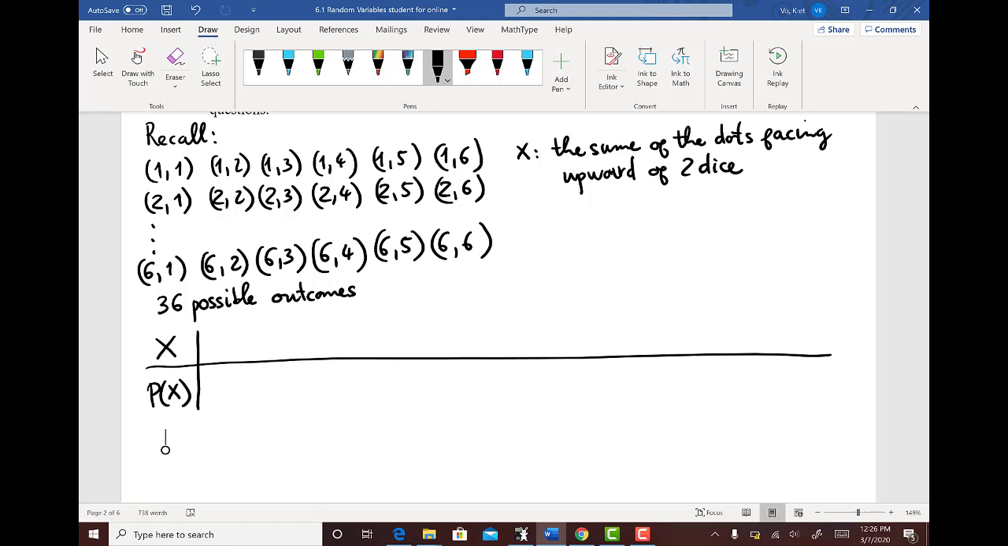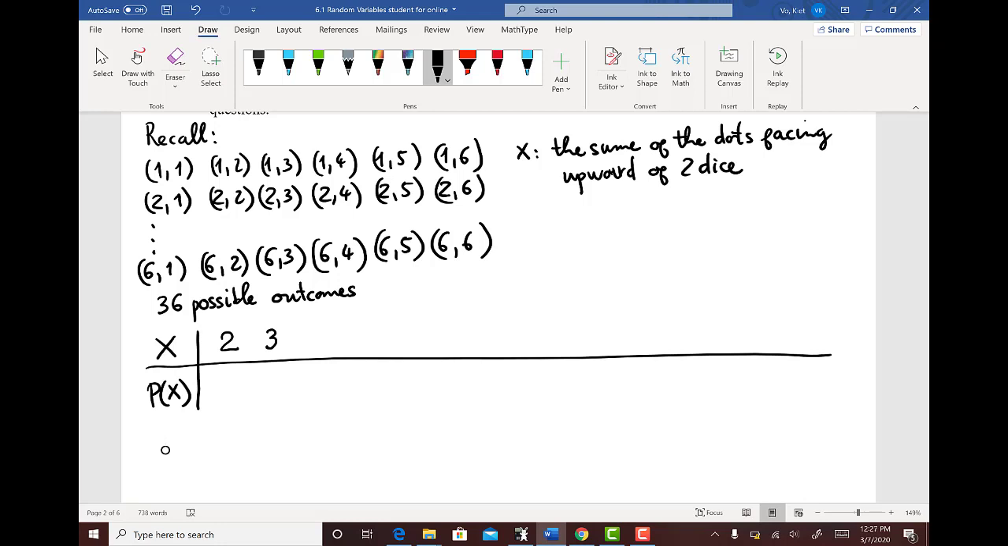If you take a quick look at the table, you can see that the minimum value for x would be 2, because when you add up 1 and 1, that's 2. You cannot get lower than 2. So the lowest value for x would be 2. What's next? Well, you could have 1 and 2. If you roll a 1 and a 2, the sum would be 3. So another possible value for x is 3. But 2 and 1 also gives you 3.